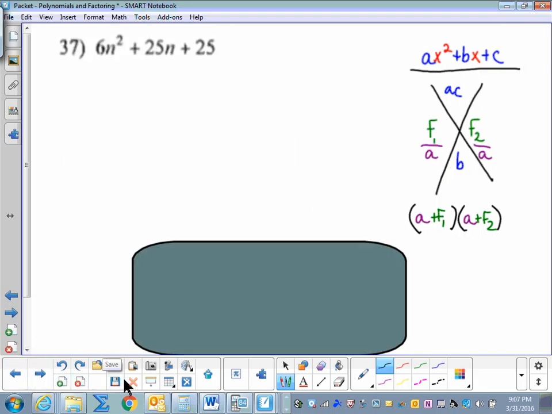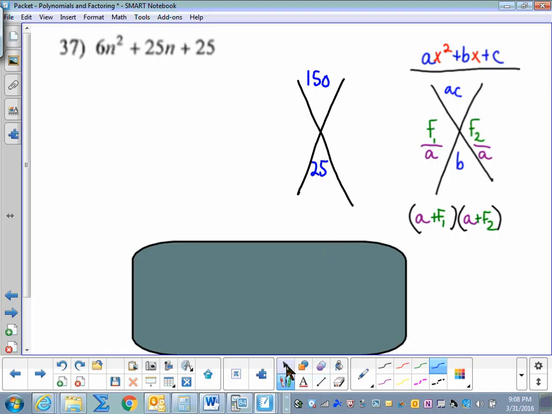All right, 37. We're going to start by drawing our x. We're going to take a times c, which is 6 times 25, which is 150, and write our middle term here. So what are the factors of 150 that equal 25?